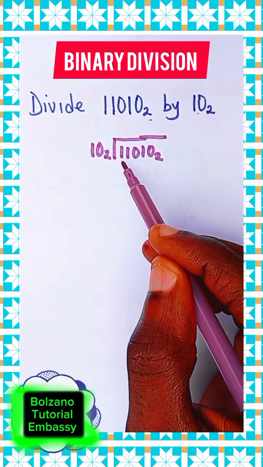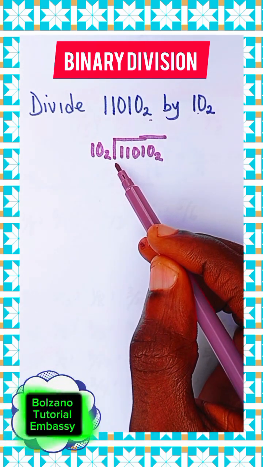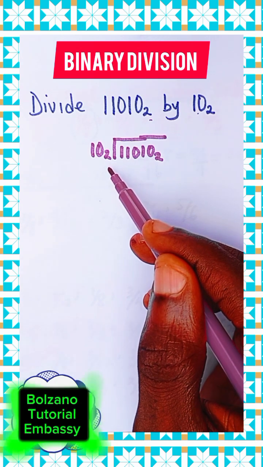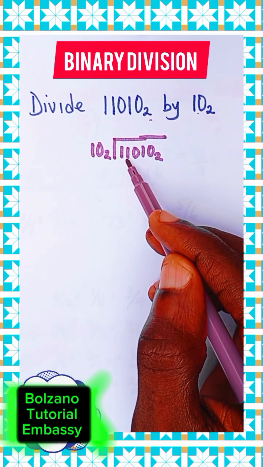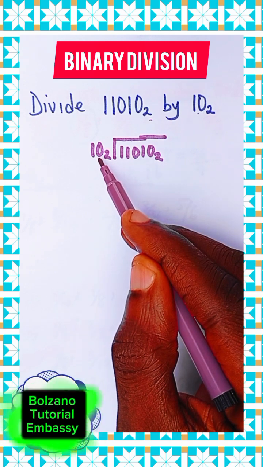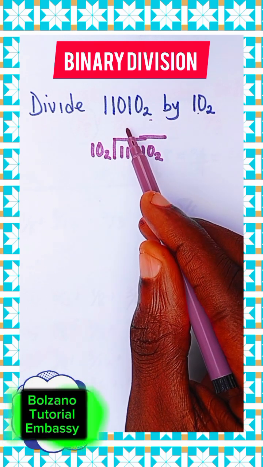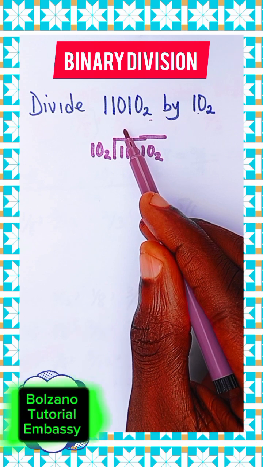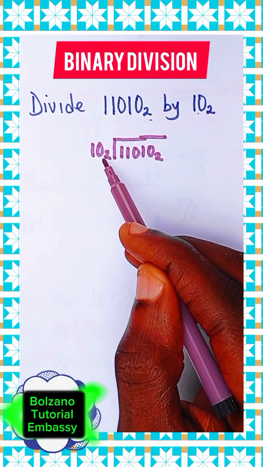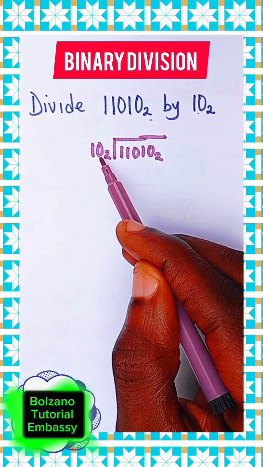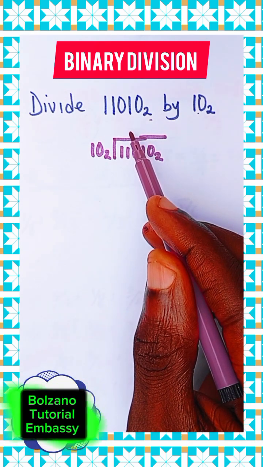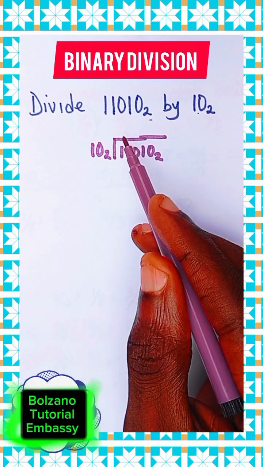In dividing binary numbers, there are two rules you need to take into consideration. Rule number one: when the dividend is less than the divisor, you write a 0 in the quotient. Rule number two: when the dividend is greater than or equal to the divisor, you simply write 1 in the quotient. So we are going to apply these two rules in performing this division.